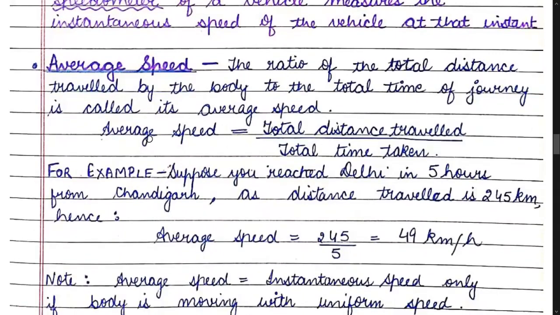And now let us study what is average speed. Children, average speed can be found by calculating the total distance traveled in the total interval of time and then taking the ratio of the two quantities. So the ratio of the total distance traveled by the body to the total time of journey is called the average speed of the body.